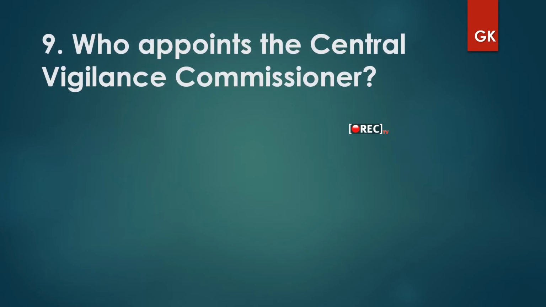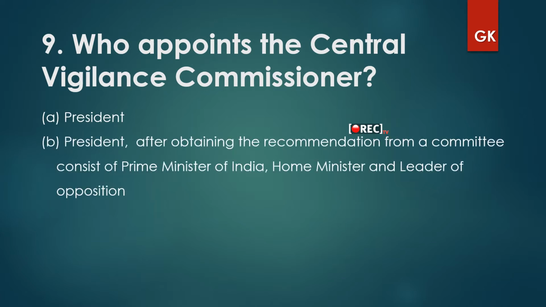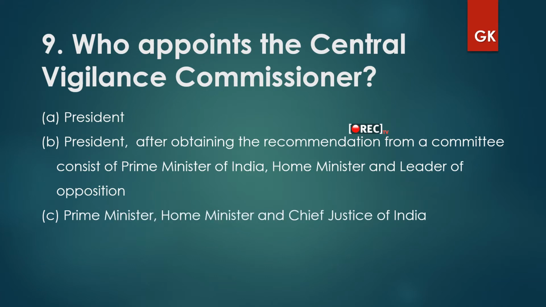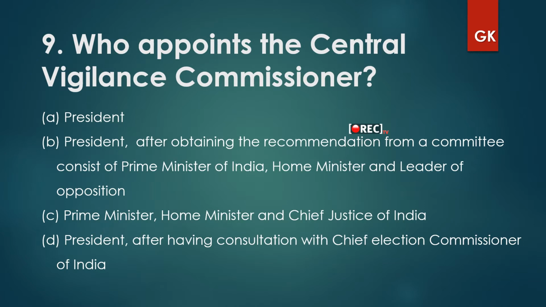Who appoints the Central Vigilance Commissioner? The President, after obtaining the recommendations from the committee consisting of the Prime Minister of India, Home Minister and Leader of Opposition; or Prime Minister, Home Minister and Chief Justice of India; or the President after consulting the Chief Election Commissioner of India. How will the Central Vigilance Commissioner be appointed? The President, after obtaining the recommendations from the committee consisting of the Prime Minister, Home Minister and Leader of Opposition. These three members will recommend to the President, then he will appoint the CVC Commissioner.